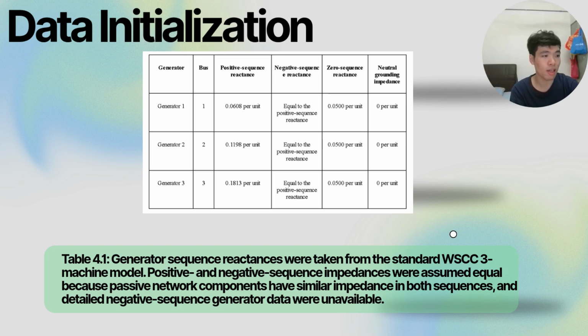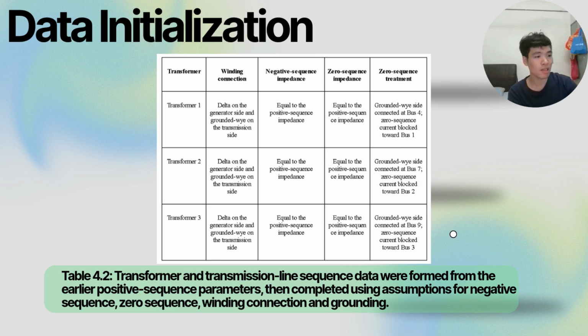So in terms of data initialization, the generator sequence reactances were taken from the standard WSCC 3 machine model. I also assume that the positive sequence reactance and the negative sequence reactance are the same, because they are similar passive network components with similar impedance in both sequences, and the negative sequence generator data is unavailable, so we just assume them to be equal. Secondly, the transformer and transmission line parameters are formed from the earlier positive sequence parameters and then computed using the assumptions for negative sequence, zero sequence, and winding connection and grounding.